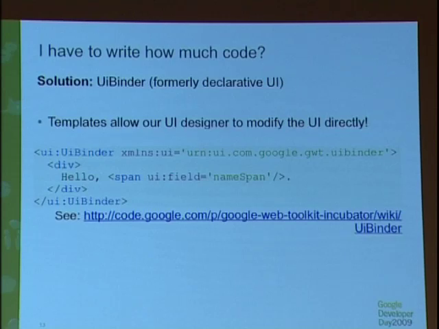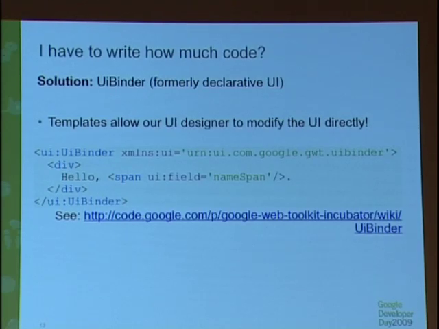You write a template, an XML fragment, which contains the HTML that you want your widget to look like. And you annotate, you decorate this HTML with particular attributes and particular properties that tell UI Binder how to glue up this HTML fragment with variables and with fields in your Java code.